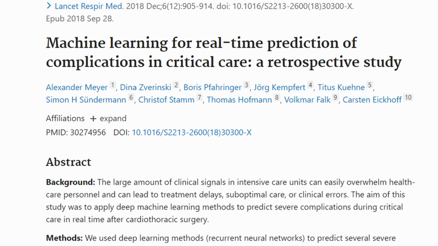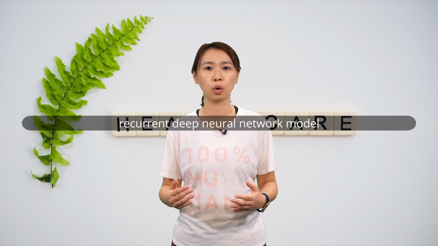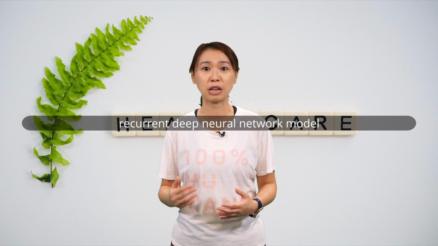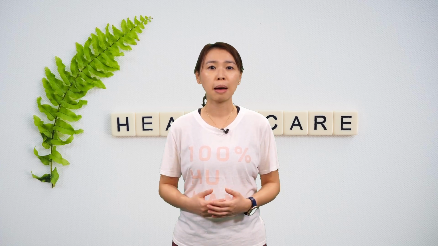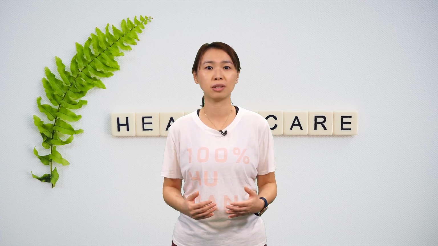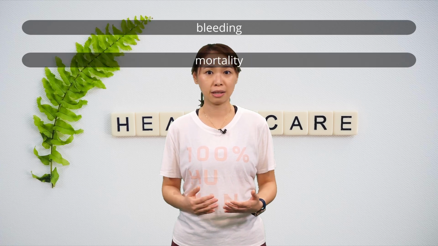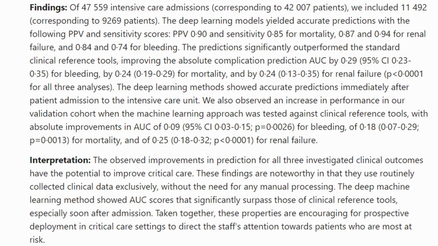In 2018, a machine learning model was published, and the authors suggested the use of the model in real-time prediction of clinical outcomes in the ICU. A recurrent deep neural network model was used and was trained by past patients' data. The predicted outcome can be generated in real time by obtaining the latest data from the patients, such as bleeding, mortality, and renal failure. The model is compared to the existing clinical guidelines for its performance. It performed statistically better than the existing guidelines.